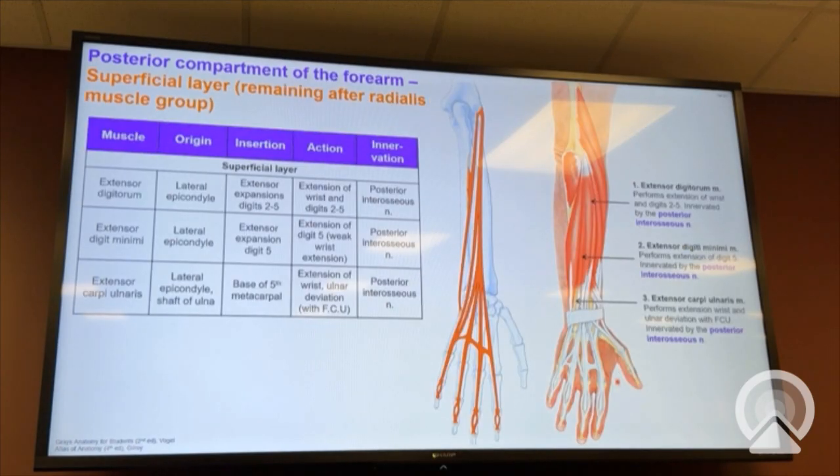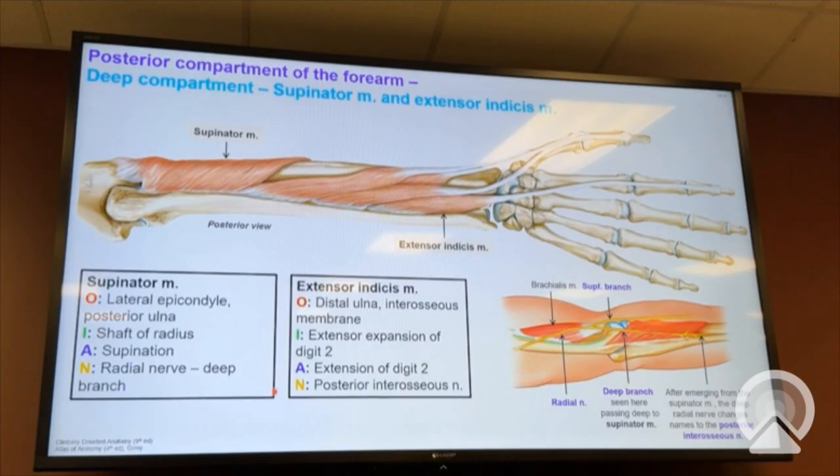All right. So that's wrapping up the rest of the superficial layer. So we're done with some of these digits out here after the non-radialis group, if you will. All right, so now we get into the deep compartment.